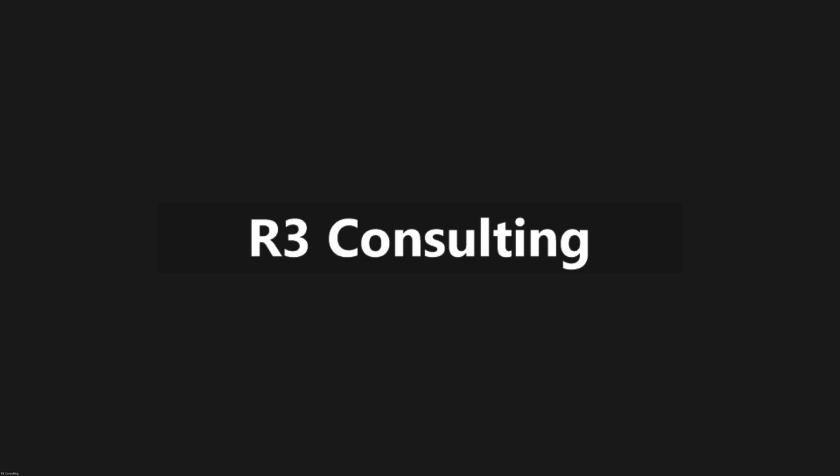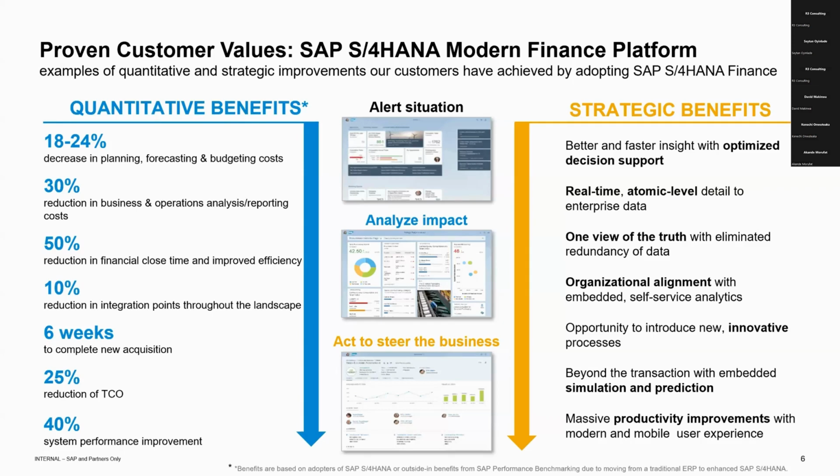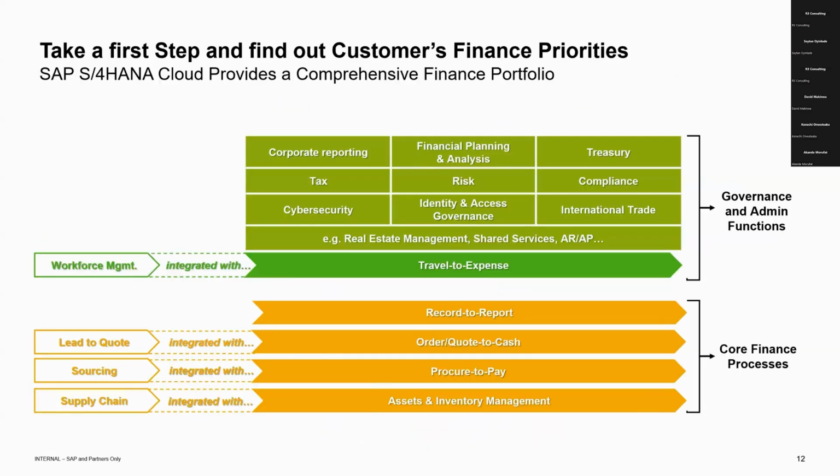So what we have from governance and admin functions: things like corporate reporting, tax, cybersecurity, financial planning and analysis, risk, which is GRC, identity access governance, treasury, compliance, and international trade. Then we also have real estate for most large enterprises, shared services, AR and AP. Also very important is travel and expense. That's for the governance and admin functions of finance.